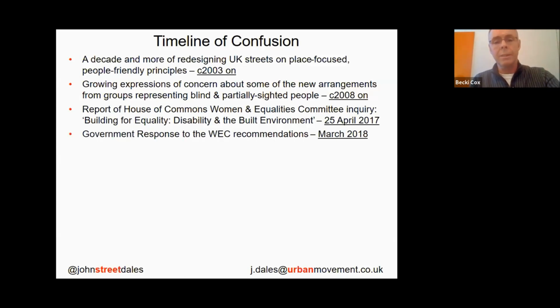Responding to that, the government early this year said, thank you very much. There was a call for a moratorium by the WEC on shared space. And the government said, well, actually, we're not going to tell anybody that they shouldn't do it. But we do want people to exercise their duties responsibly. And besides, this applies to all street design, not just to so-called shared space, which is poorly defined and less commonly understood.